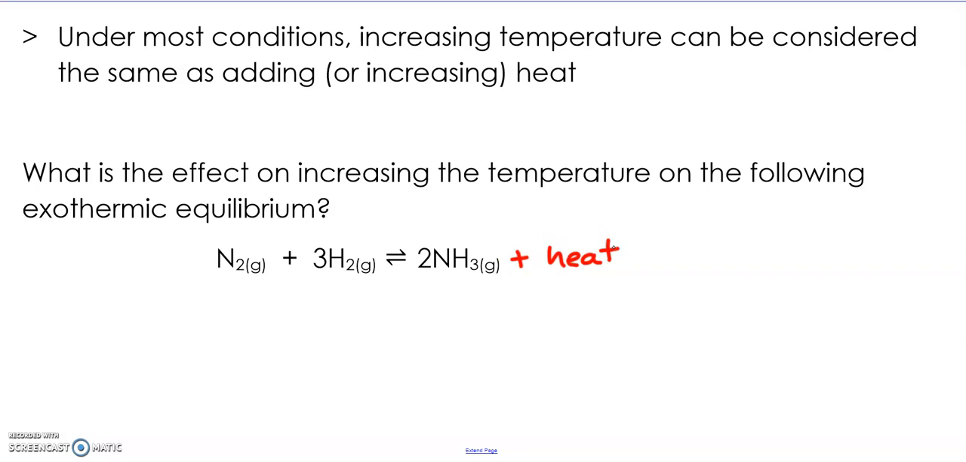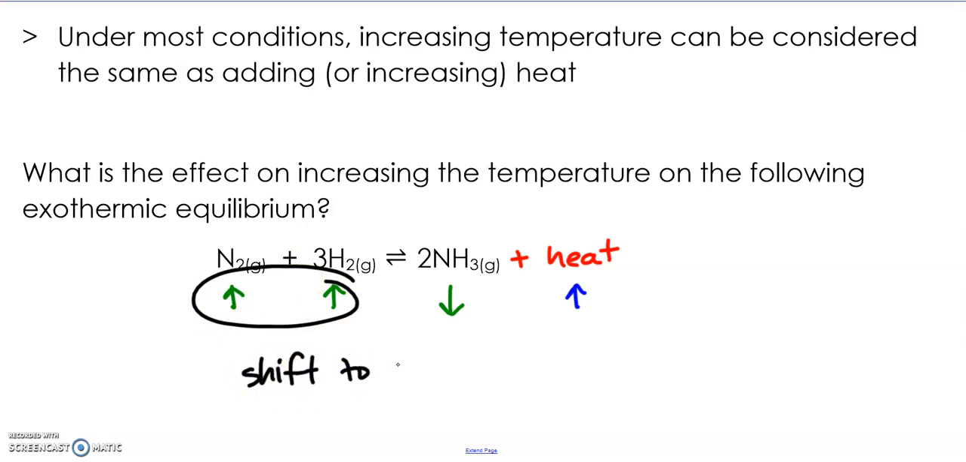heat. Okay, so now I'm going to do what I did before with the increase decrease. So I'm going to increase the temperature. So heat over here is increasing. So remember, anything on the same side does the opposite. So my NH3 is decreasing, and anything on the opposite side does the same. So these are going to increase. So I have more increases right here on the reactant side. So it's going to shift to the left, or it's going to favor reactants.